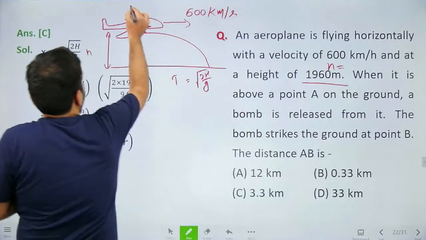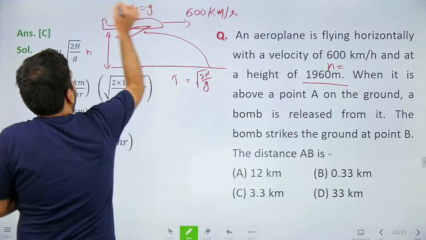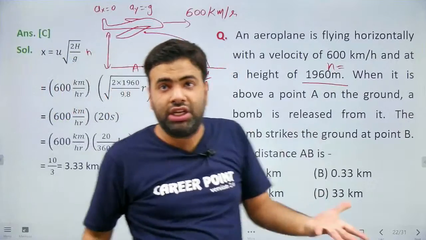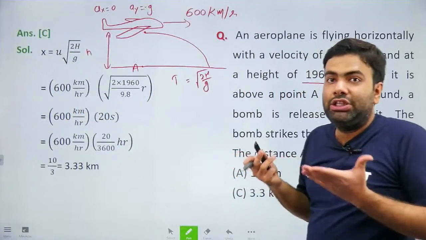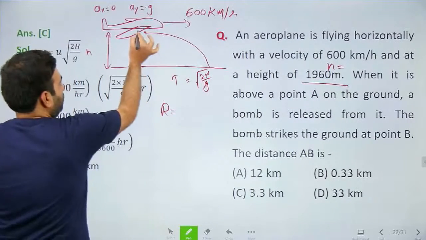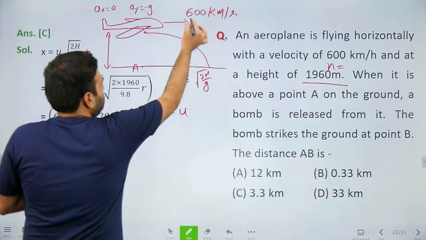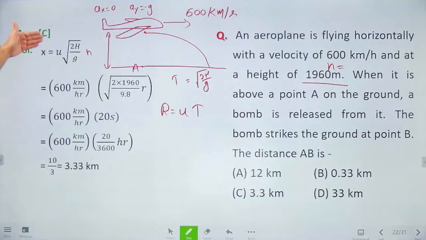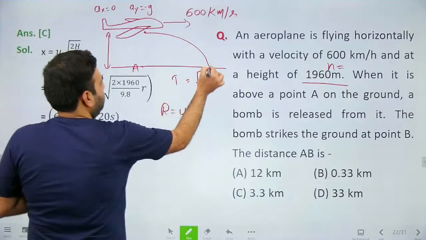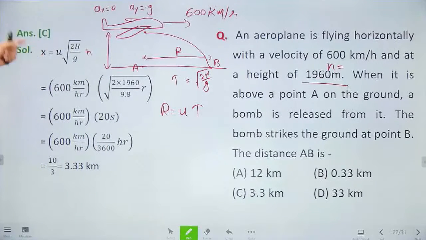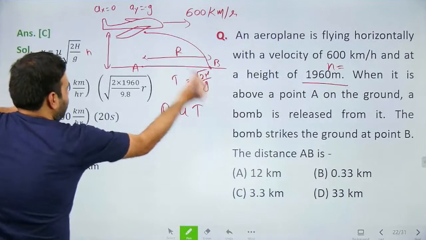In this time of flight, acceleration in y direction is minus g and acceleration in x direction is 0. Because acceleration in x direction is 0, the x component of velocity will not change, so the horizontal distance covered will be equal to its initial velocity in x direction, which is 600 km per hour, multiplied by the time of flight. Using this formula, we are going to calculate the distance AB. This is distance AB, which is known as range. So it is equal to R, or you can say x displacement. It is u into time of flight, that is under root 2h by g.